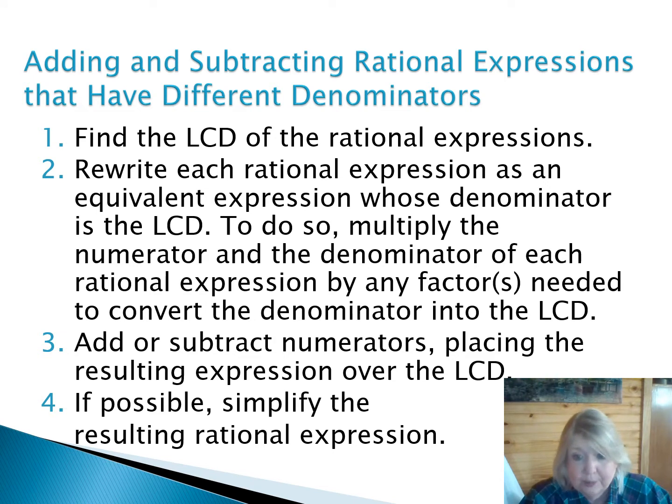Once we have determined the least common denominator of the rational expressions, we're going to rewrite each one of those expressions as an equivalent expression, forcing their denominator to be the least common denominator. To do this, we're going to multiply each expression by 1 in the form of whatever factors are needed to be added to that denominator to make it the least common denominator over themselves. So we're going to have equivalent expressions, but with the least common denominator.